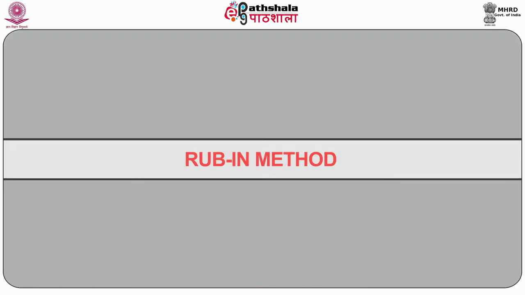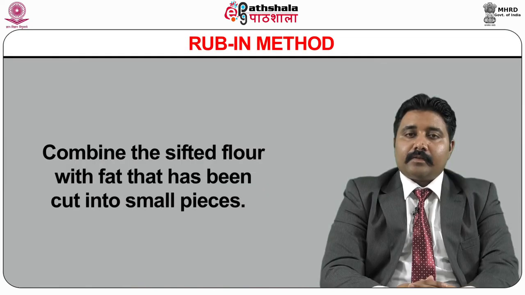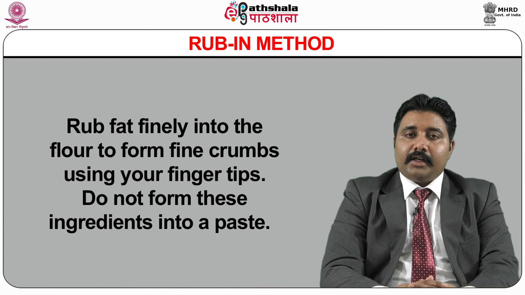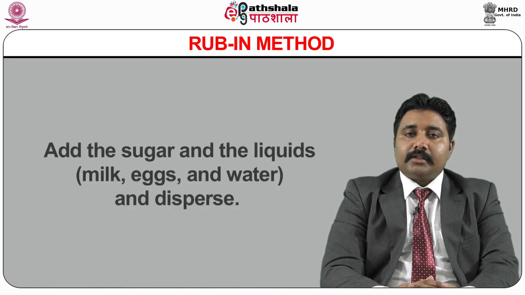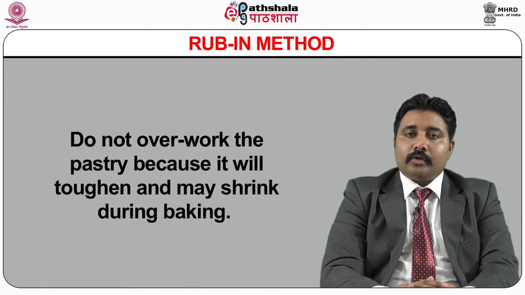Rub-in method. Combine the sifted flour with fat that has been cut into small pieces. Rub the fat finely into the flour to form fine crumbs using fingertips. Do not form these ingredients into a paste. Add the sugar and liquid, milk, eggs and water, and disperse. Do not overwork the pastry because it will toughen and may shrink during baking.